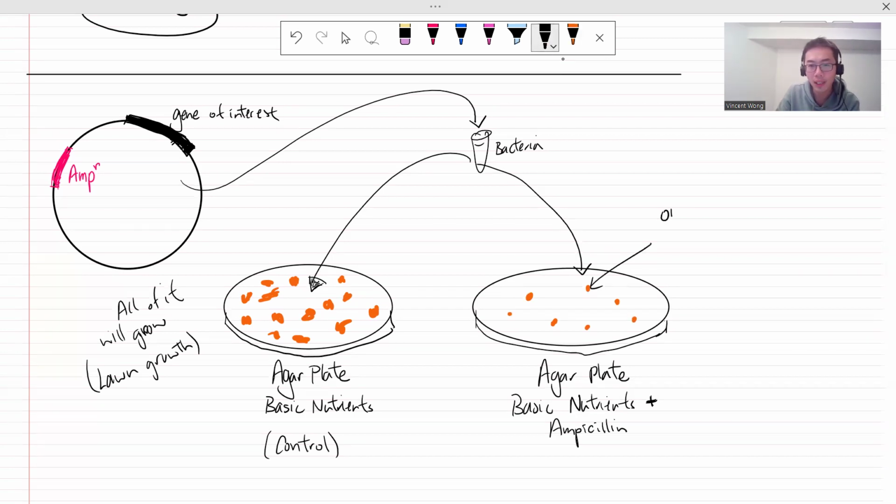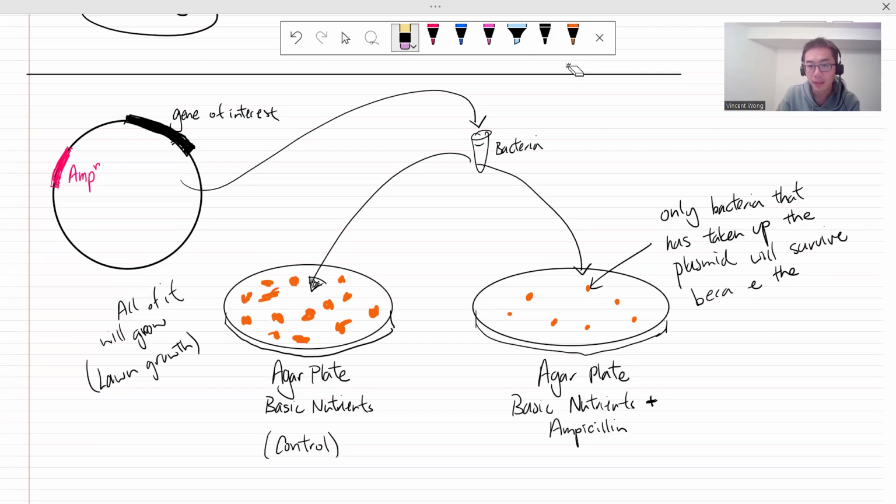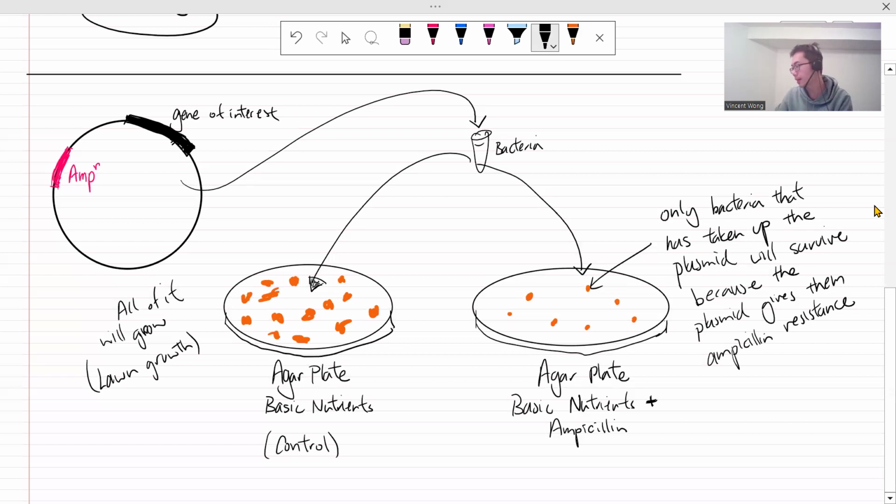Only bacteria that has taken up the plasmid will survive, because the plasmid gives them ampicillin resistance. Right? If they haven't taken up the plasmid, they will die.